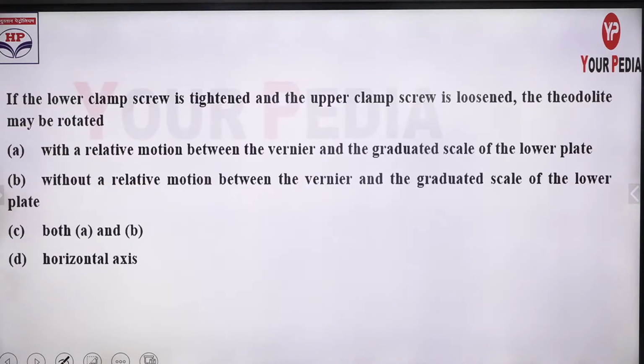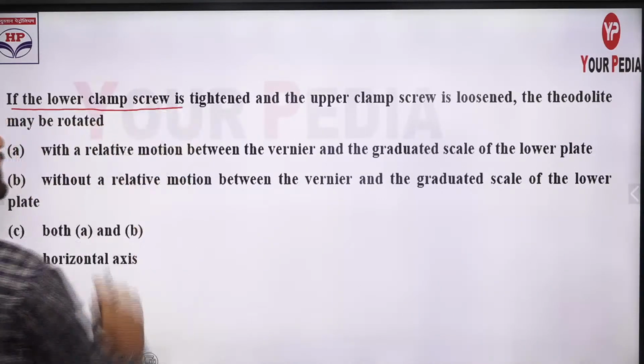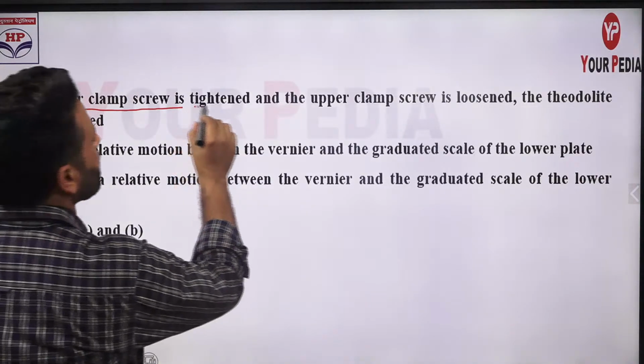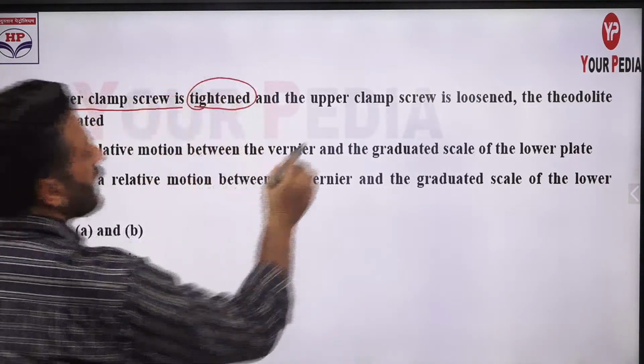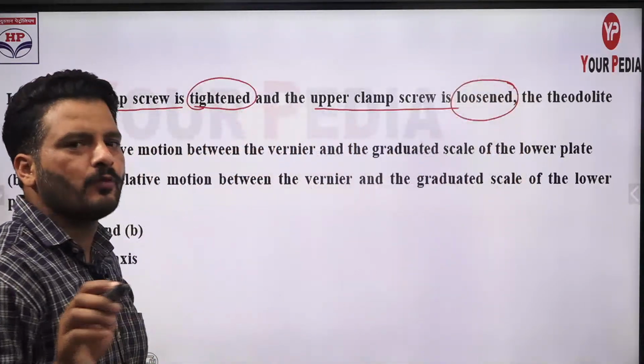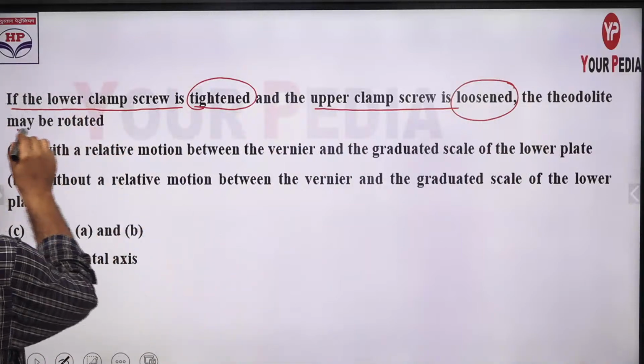So let's proceed ahead. Okay, so next question. If the lower clamp screw, now this statement is very important, so listen carefully. If the lower clamp screw is tightened and the upper clamp screw is loosened, that means the upper clamp screw is not tightened, the lower clamp screw is tightened, the theodolite may be rotated.